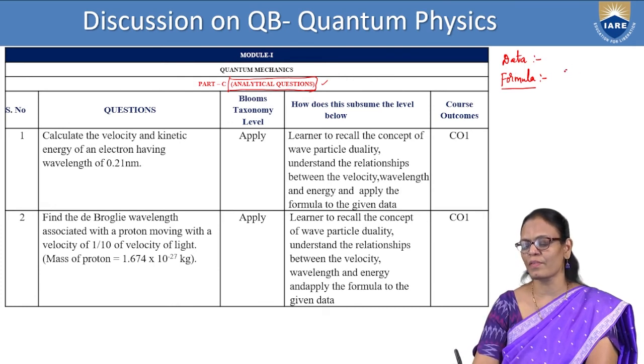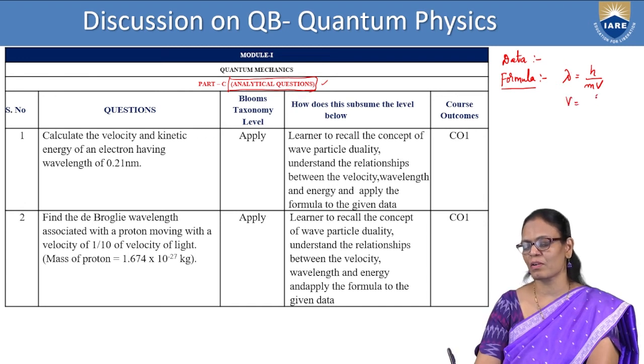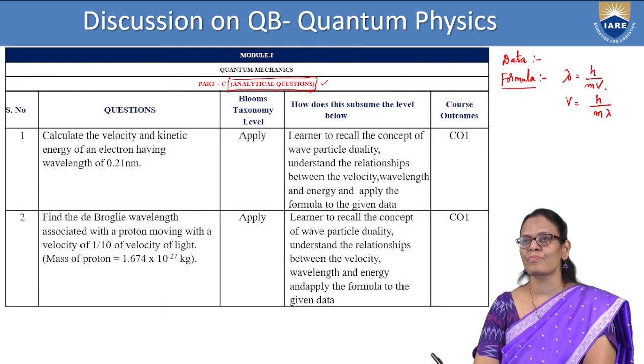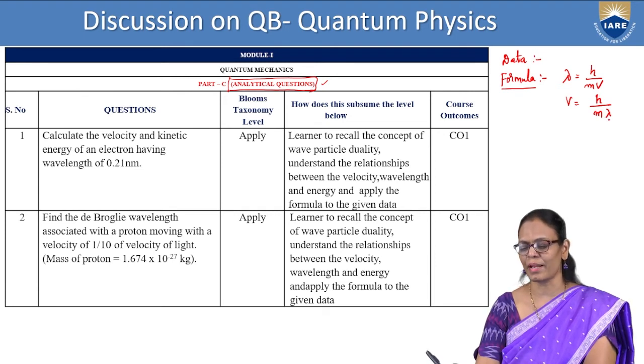Deduce in the sense, we have the formula for de Broglie wavelength, lambda is equal to h upon mv. But I am asked to calculate the velocity and not the wavelength. So I will write v is equal to h upon m lambda. As simple as that. We are just transposing and getting the formula for v. v is equal to h upon m lambda.